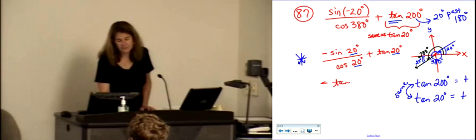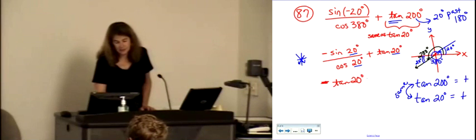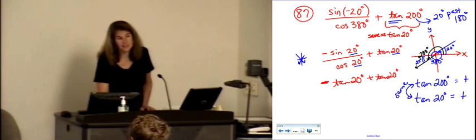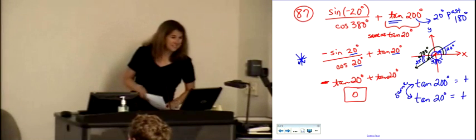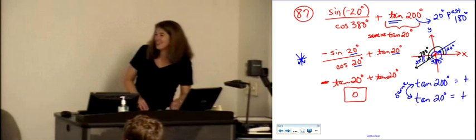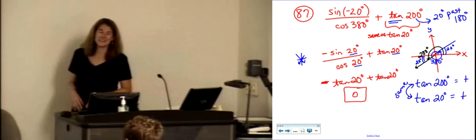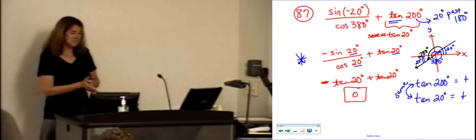Yeah, this is negative tangent 20 degrees, right? Because sine over cosine is tangent, plus tangent 20 degrees gives me 0. A lot of work for nothing, right? A lot of work to get 0. That's what we're saying there, okay?